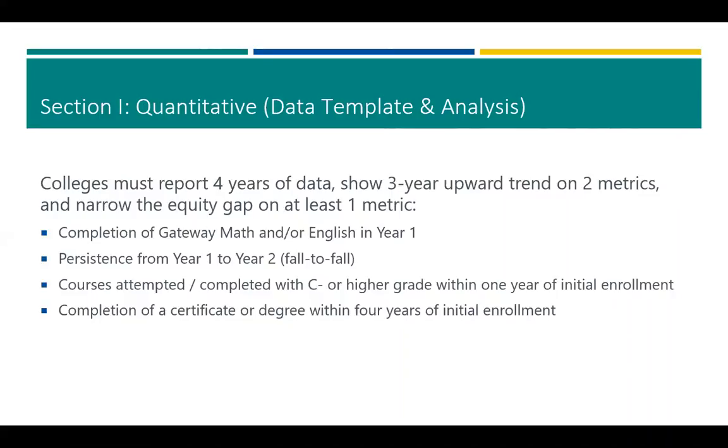The list of metrics is comprised of 1, completion of gateway math and/or English in 1 year; 2, persistence from year 1 to year 2, fall to fall; 3, courses attempted and completed with a C- or higher grade within 1 year of initial enrollment; and 4, the completion of a certificate or degree within 4 years of initial enrollment.